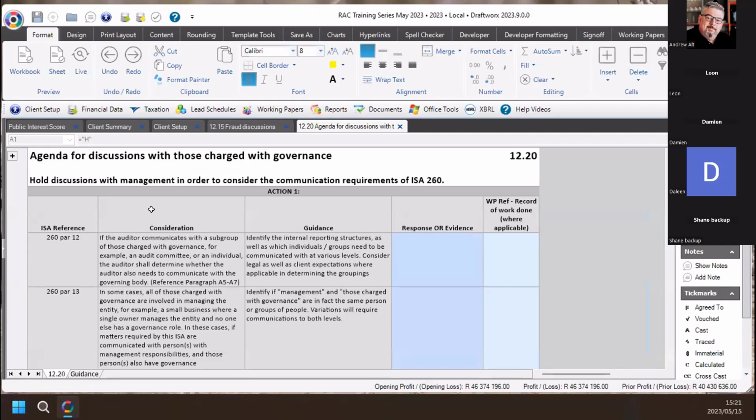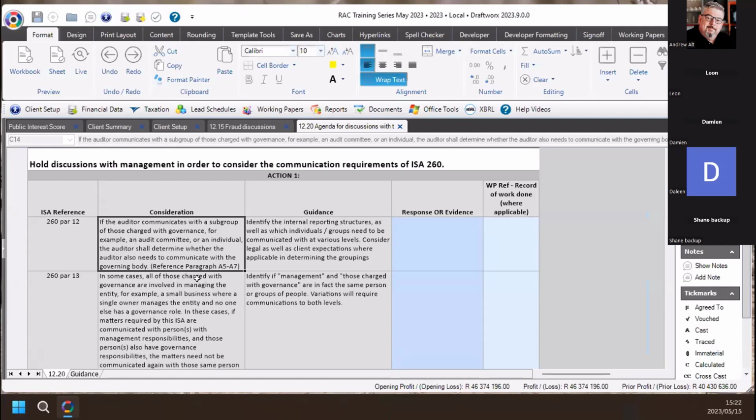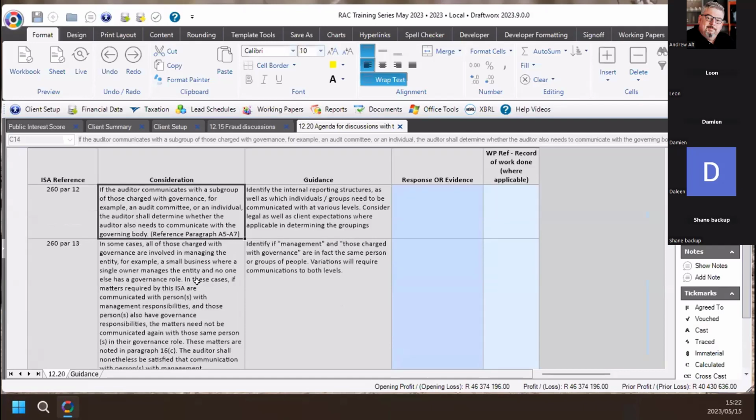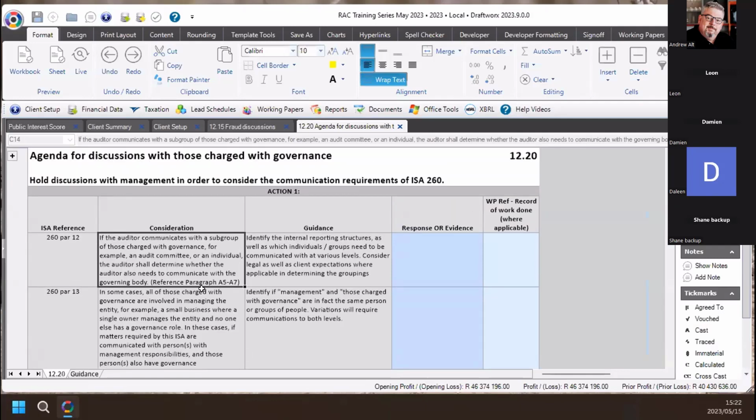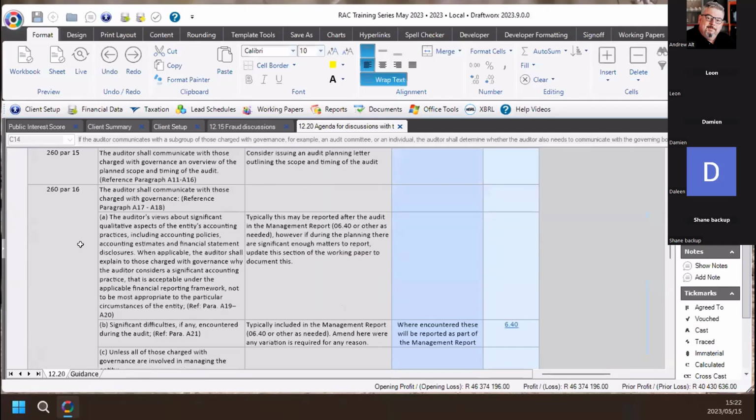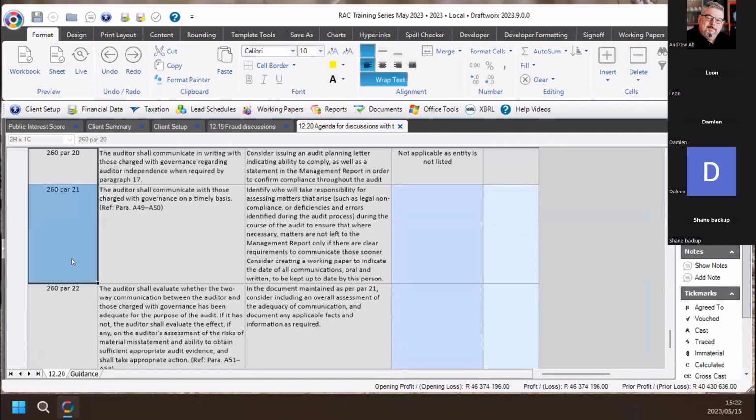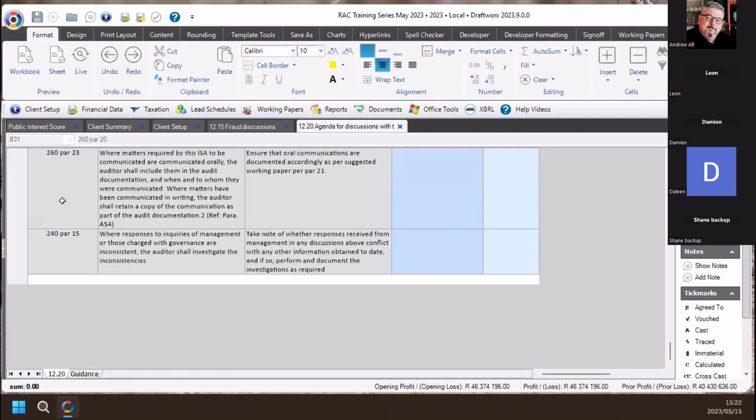Now, document 1220, the agenda for discussions with those charged with governance. This is no longer related to fraud that we looked at in 12.15. This is looking at other areas where you might be required to have discussions with anybody who you would term those charged with governance. It's largely dealing with ISA 315. And so you'll see the various paragraph references on the left.